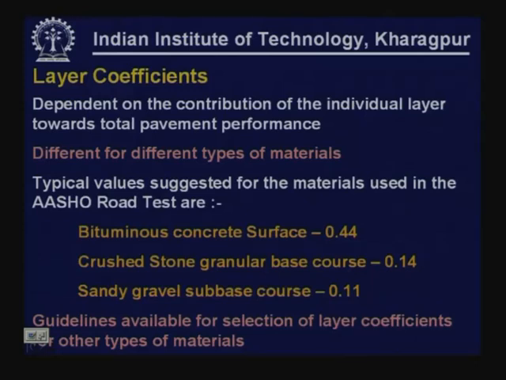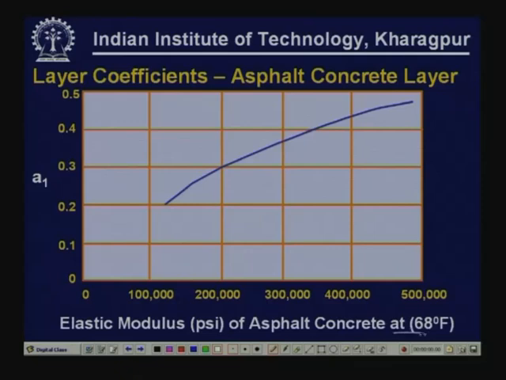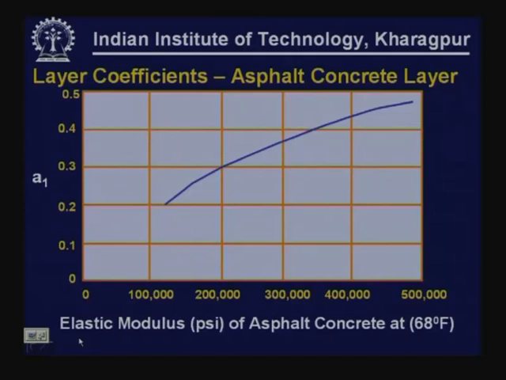Typical values suggested for materials used in the AASHTO road test in the early 1950s are bituminous concrete 0.44, crushed stone granular base 0.14, sandy gravel subbase course 0.11. There are guidelines available for selection of layer coefficient for other types of materials also. For example, if you are trying to select layer coefficient for the asphalt concrete layer, if you know the modulus value of asphalt concrete at 68 degrees Fahrenheit temperature, we can select the corresponding layer coefficient for this. So, what we need to know is elastic modulus value at 68 degrees Fahrenheit temperature.